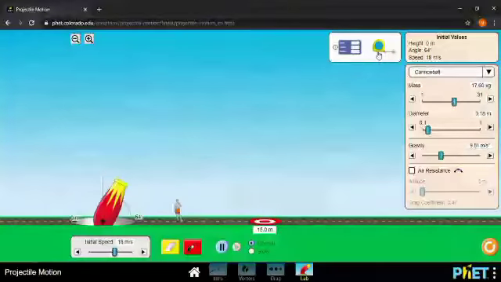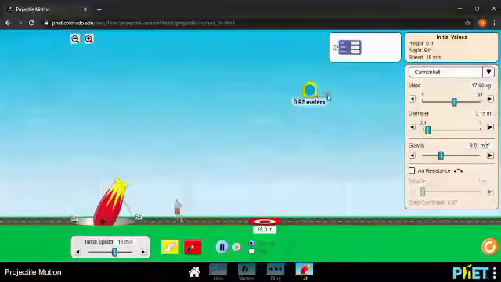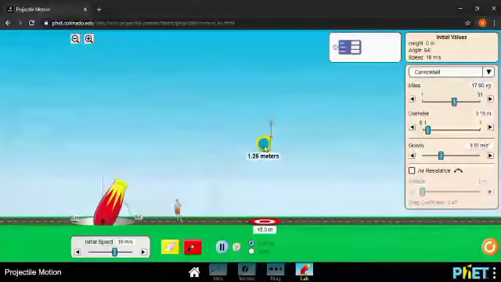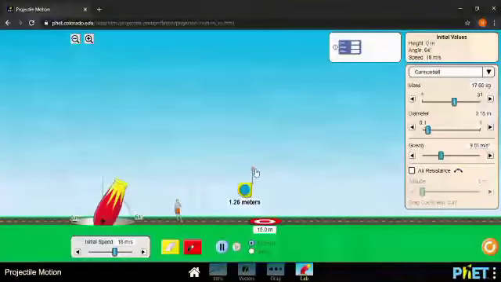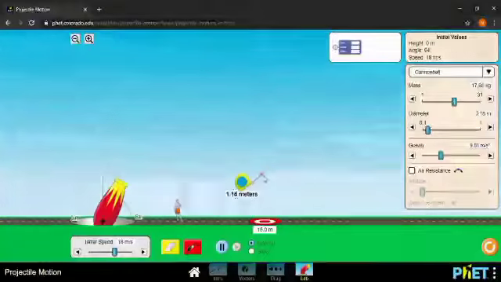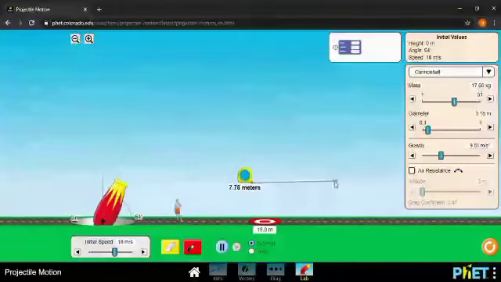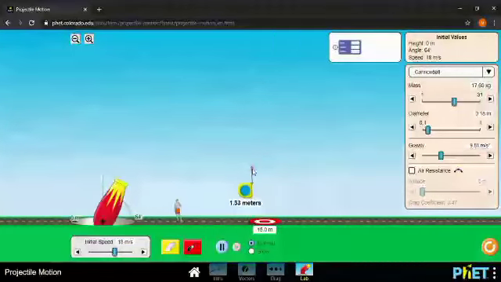The second tool is this. This tool is used to get the range and height of the cannonball. You can use this or this.